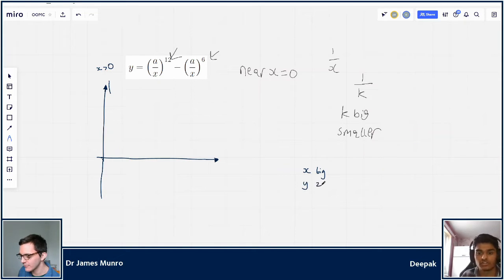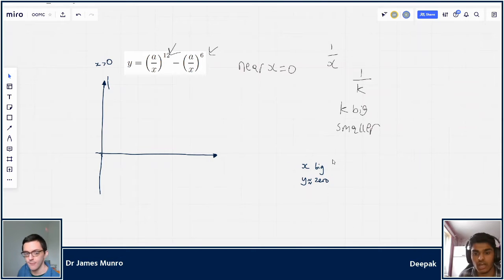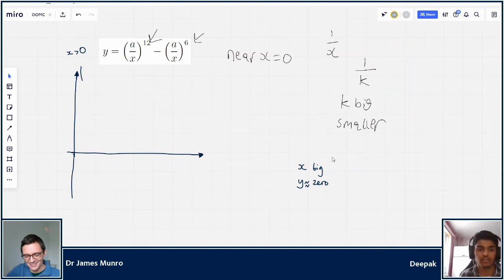And then the question, you could also ask whether it's going to be coming from above or below, right? I think this is quite a hard deduction now, because then it's the question of, well, which of these: a over x to the power 12 or a over x to the power 6? I really like this question. It's like these two gigantic powers of 1 over x battling each other, right?